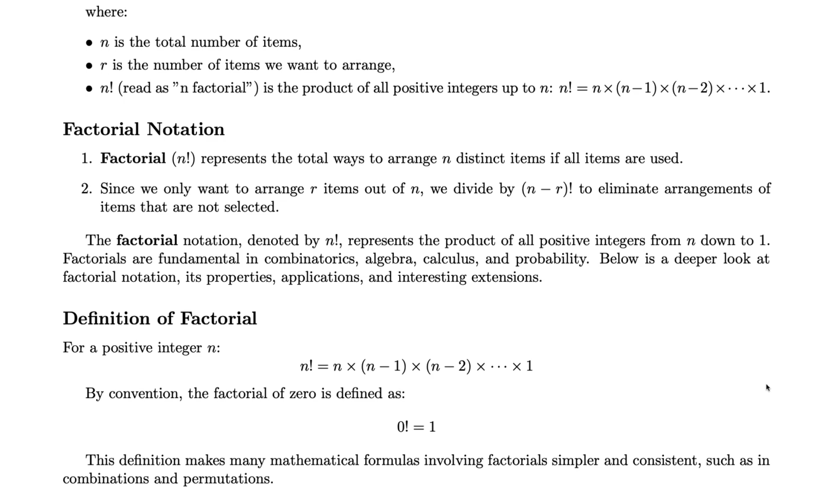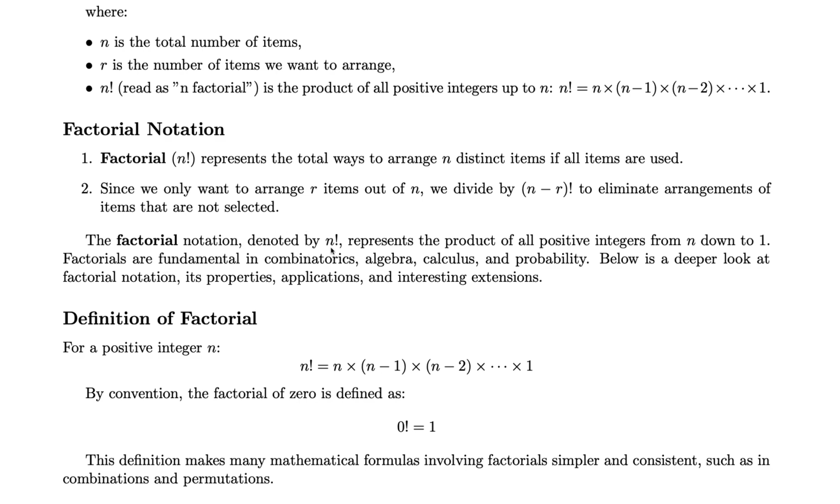If we take a look at this factorial notation, it represents the total ways to arrange n distinct items in this permutation idea. If all n items were used, then we could say n factorial represents the arrangement of all of them. But since we only want to arrange r items out of n, a certain number that's less than n, we're going to divide by n minus r in brackets factorial to eliminate the arrangements of items that are not selected. And we'll talk a little bit more about that a little bit later.